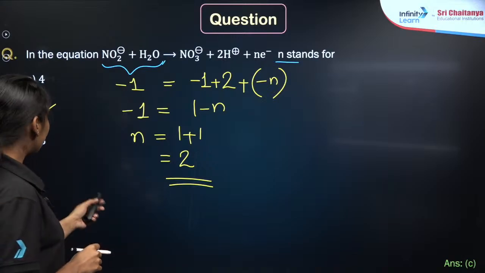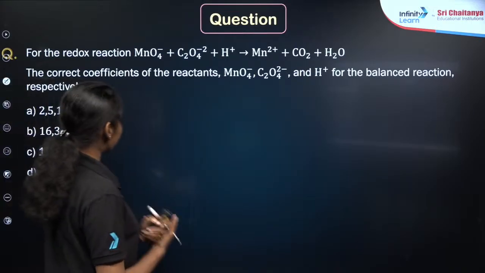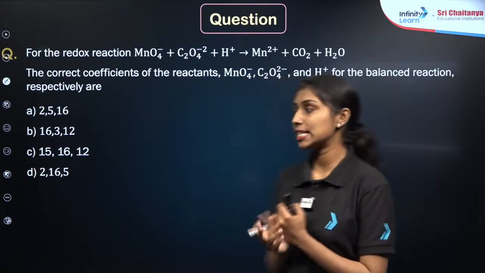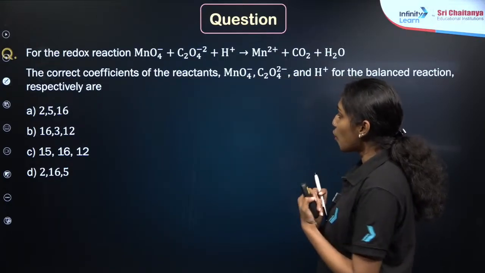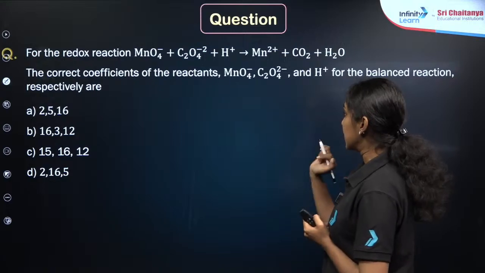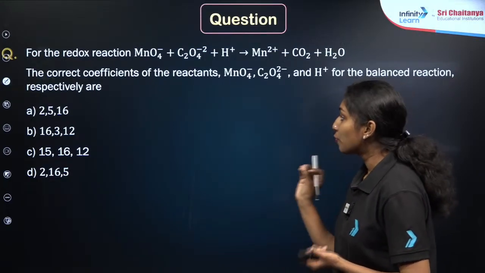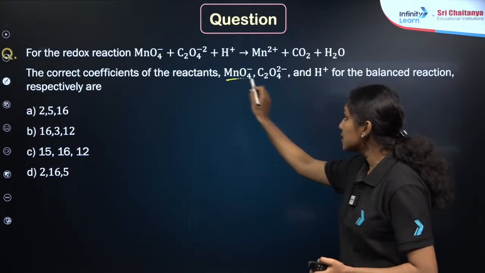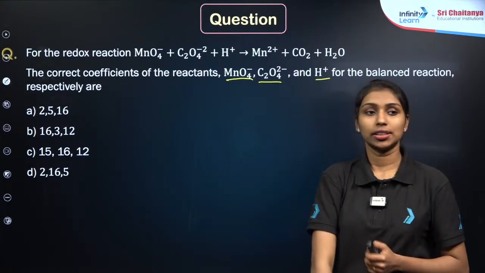Okay, fine. Now here is the next question. Again based on balancing the redox reaction. Here one equation is given for the redox reaction: MnO4 minus plus C2O4 2 minus plus H plus gives Mn2 plus plus CO2 plus water. What are the correct coefficients of the reactants MnO4 minus, C2O4 2 minus and H plus for this balanced reaction?